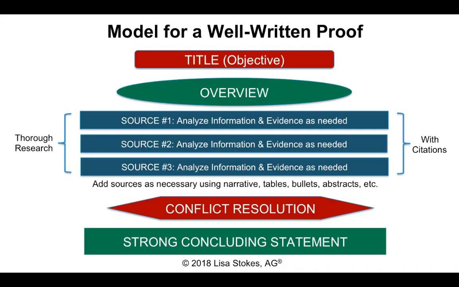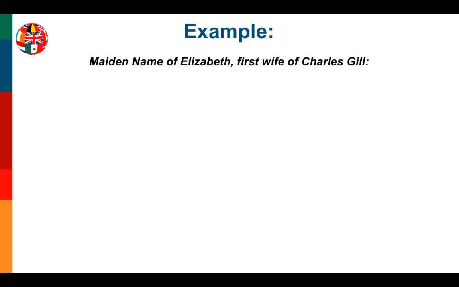Now let's cover an example of our model for a well-written proof. In this example, techniques for developing a theory or hypothesis and then making a strong conclusion are demonstrated. So our example begins with a title or an objective. Maiden name of Elizabeth, first wife of Charles Gill.